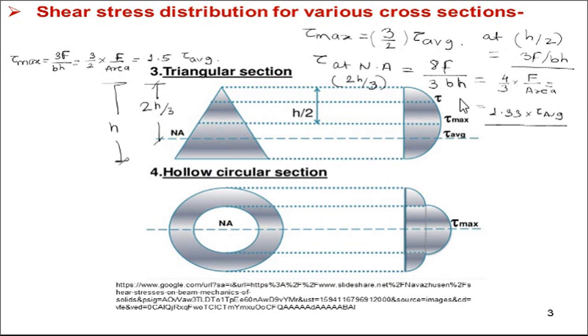So tau max exists at the center at h/2. You can see here.